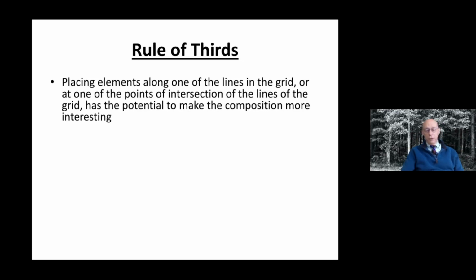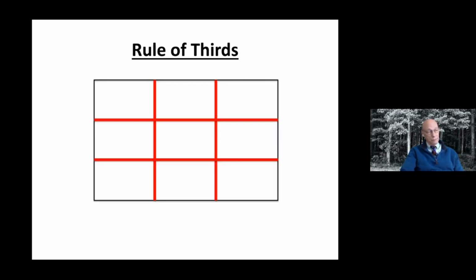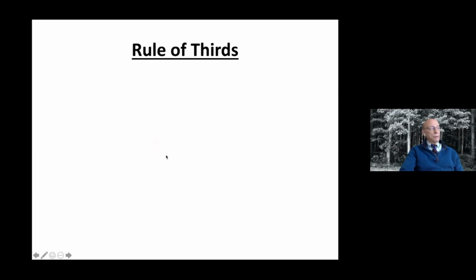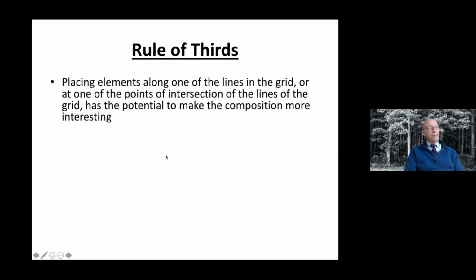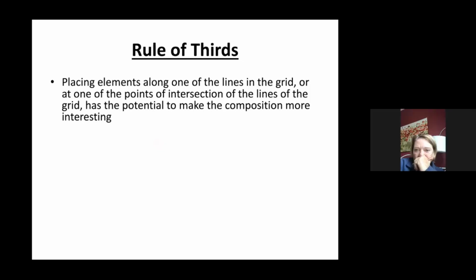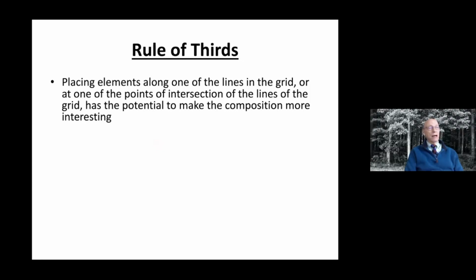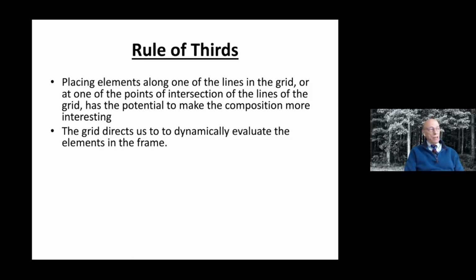If you think of that grid I just showed you, think of the lines and the intersecting points. If you place elements along one of the lines in the grid or at one of the points of intersection of the lines in the grid, it has the potential to make the composition more interesting. What the grid does is direct us to dynamically evaluate the elements in a frame.